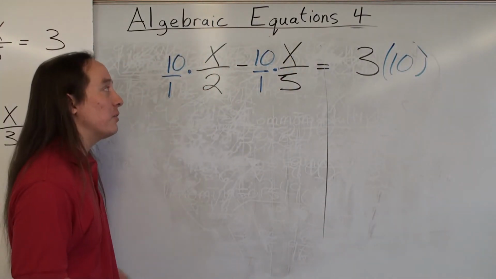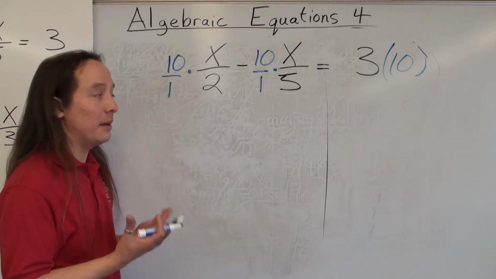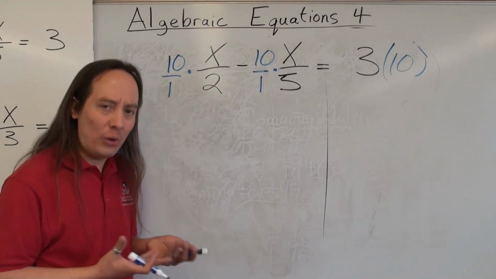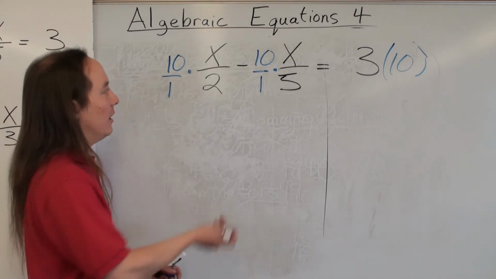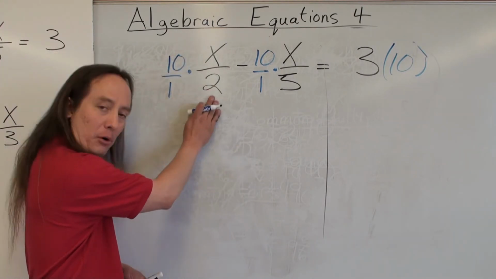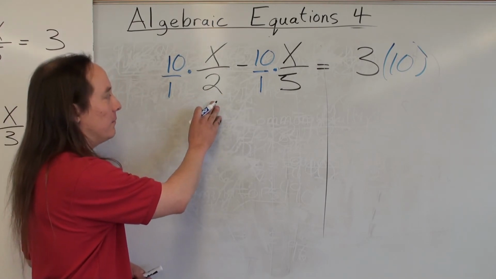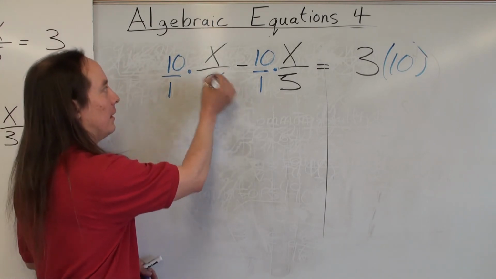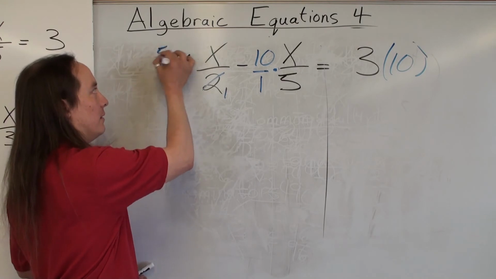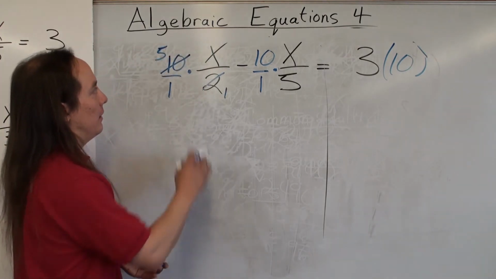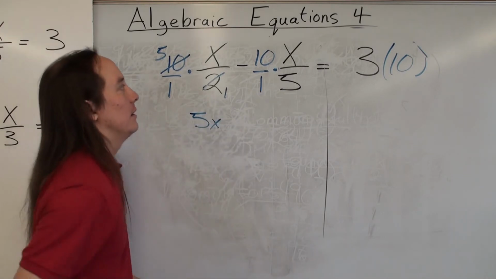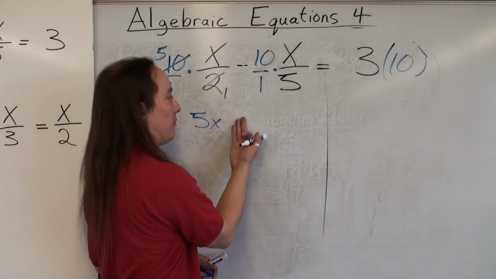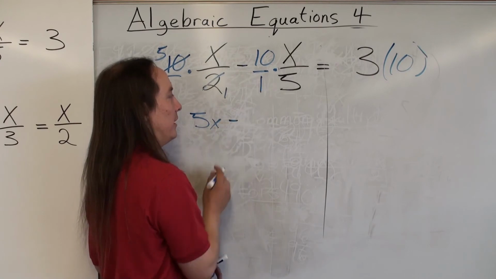Once we have our lowest common multiple ready to multiply, the multiplication is really just a cancellation process where you cancel out the denominators. So the 10 and the 2, you both divide by 2. 2 divided by 2 is 1. 10 divided by 2 is 5. And then 5 times x is 5x. I'll bring down my negative sign over here.